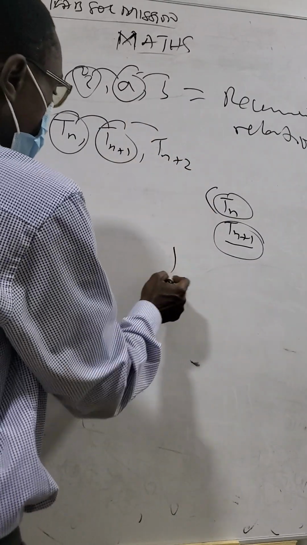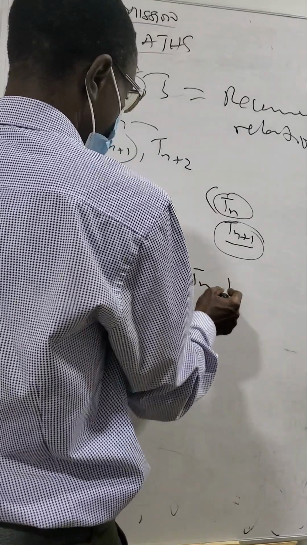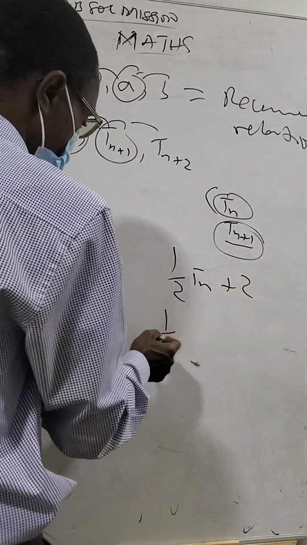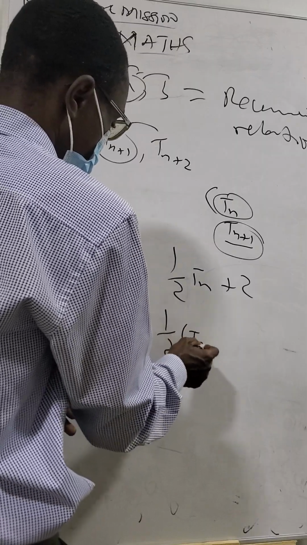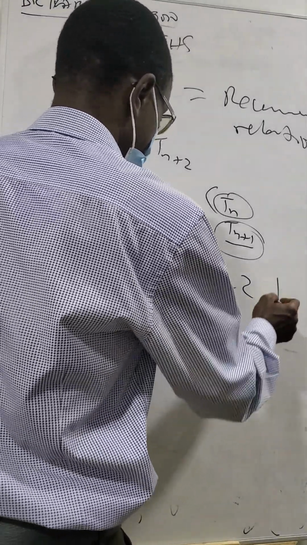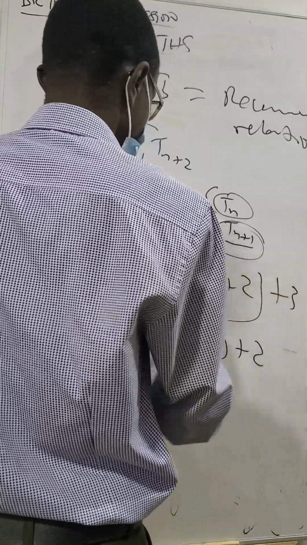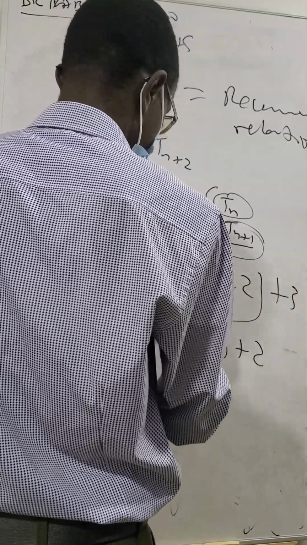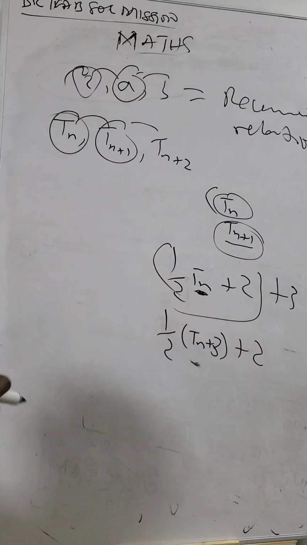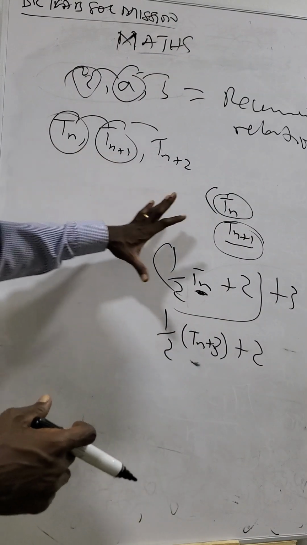So let's say it's half Tn plus 2, then there's a change in Tn, then it becomes half into bracket, let's say Tn plus 3. So you don't add it to the whole equation. Okay, it will only affect this one which is changing. So it's some kind of a partial relationship. So that is how you manipulate that.